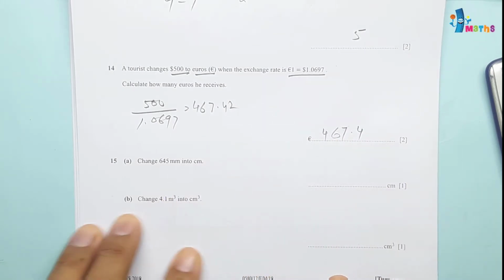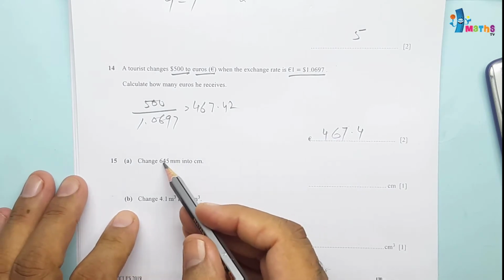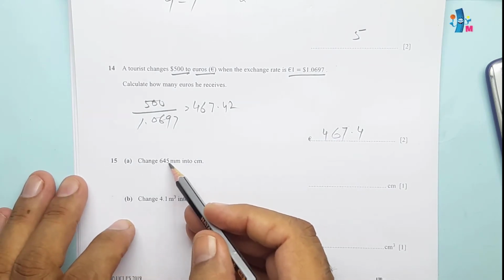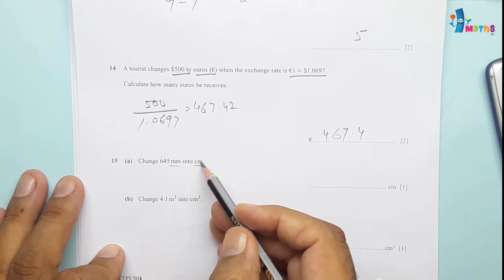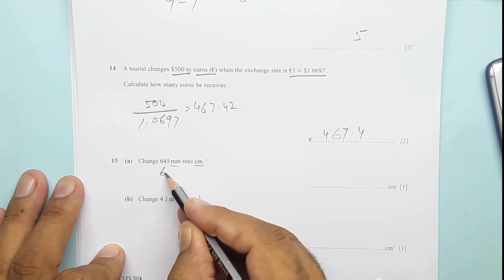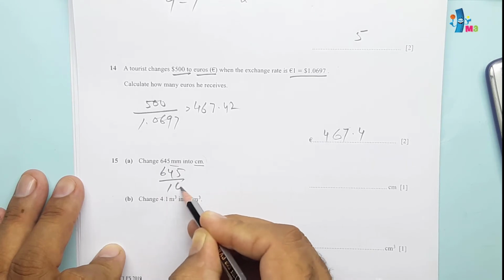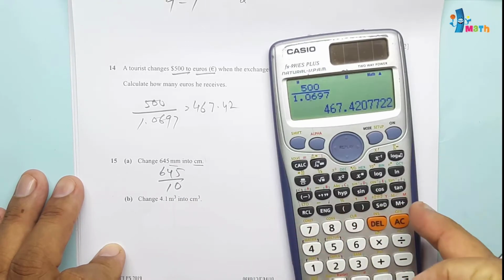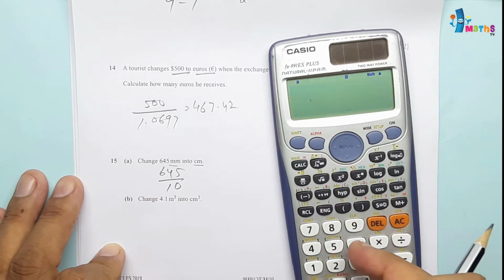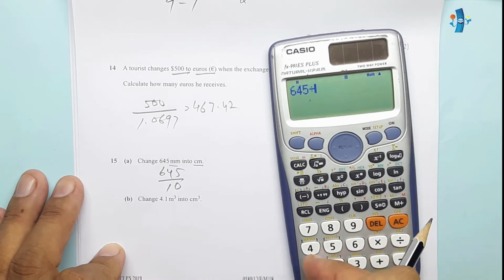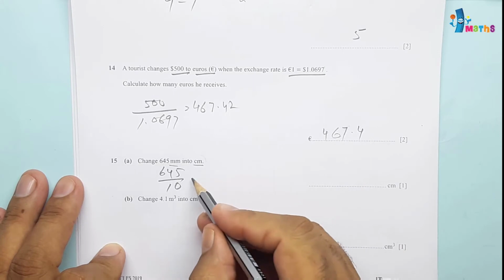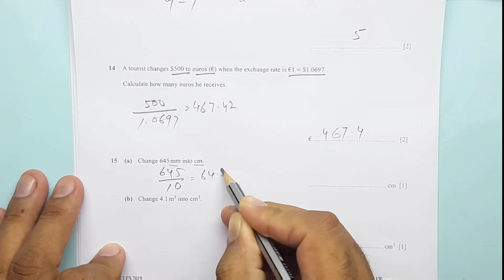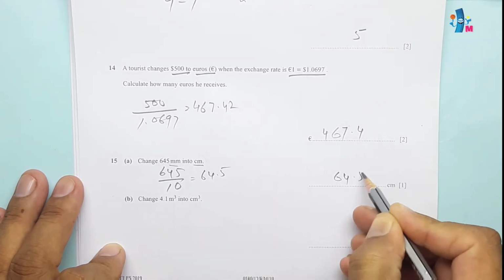467.4. Change 645 millimeter into centimeters. Each centimeter is having 10 millimeters. So 645 divided by 10. 645 divided by 10 will be equal to 64.5. So we'll write 64.5. This will be our answer.